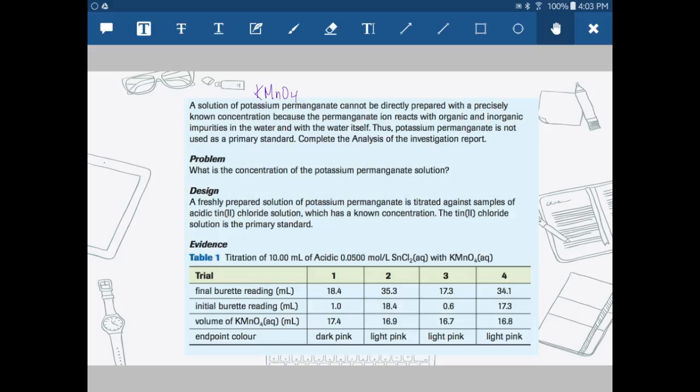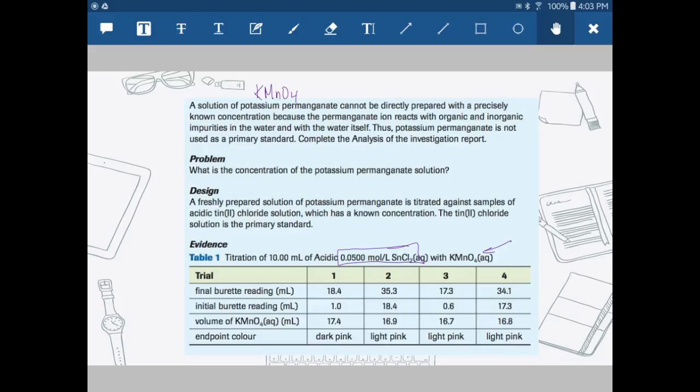So what we're going to do in this practice analysis is try to figure out our concentration of potassium permanganate using a primary standard. Our primary standard in this situation is our tin chloride. So we have a known concentration of tin chloride, and we are going to titrate potassium permanganate in order to calculate that concentration of potassium permanganate. Once we have this potassium permanganate concentration, we would then usually use the same solution of potassium permanganate to calculate the concentration of a different redox entity that would happen in a reaction.